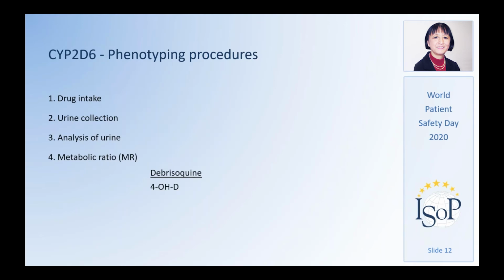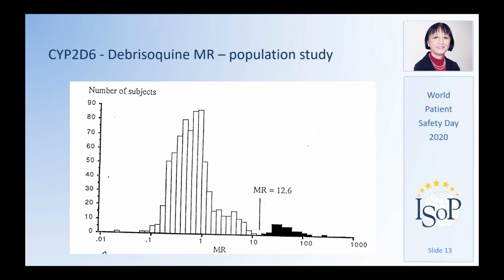To test 2D6 with a phenotyping method, you need drug intake, urine collection, for example, and analysis of the urine, and then you calculate a metabolic ratio with the parent drug debrisoquine divided by the metabolite 4-hydroxydebrisoquine. This plot shows the metabolic ratio distribution. The higher the metabolic ratio is, the lower the enzyme activity will be. There is an anti-mode at 12.6 of the metabolic ratio.